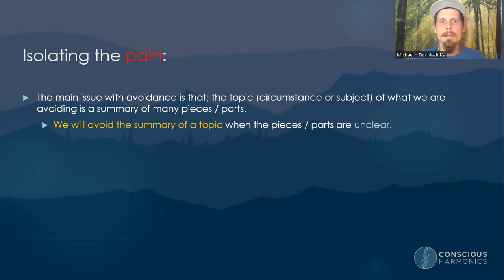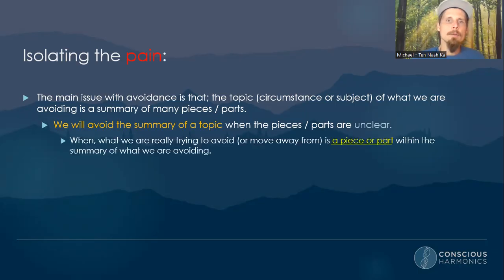So when we look at a circumstance, we often will just see the summary of everything that is composed within that circumstance or situation. But when really there are many pieces and parts that make up that entire situation or circumstance. And when it's unclear, our brain doesn't want to process and try to pick out the pieces, but it's going to help so much. So when what we are really trying to avoid or move away from is a piece or part within the summary of what we are avoiding. Let me say that again. What we are really trying to avoid or move away from is a piece or part within the summary of what we are avoiding.